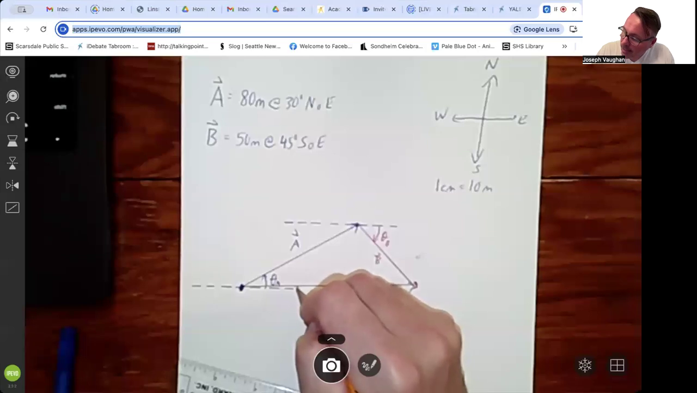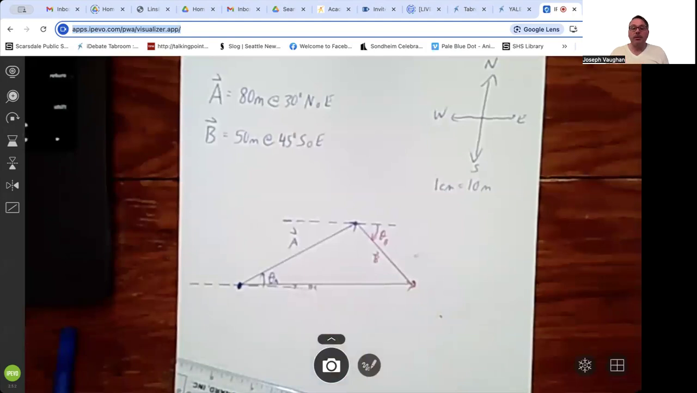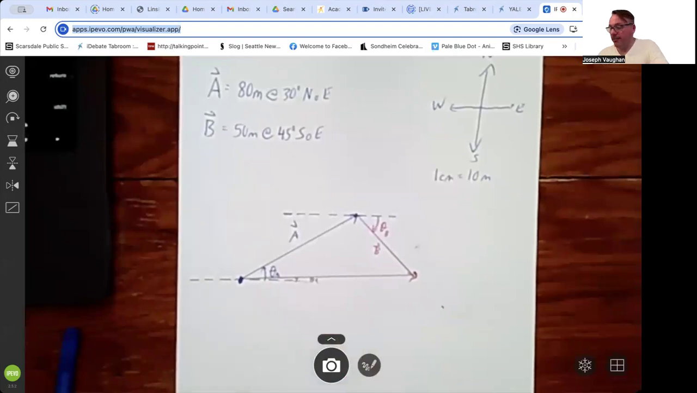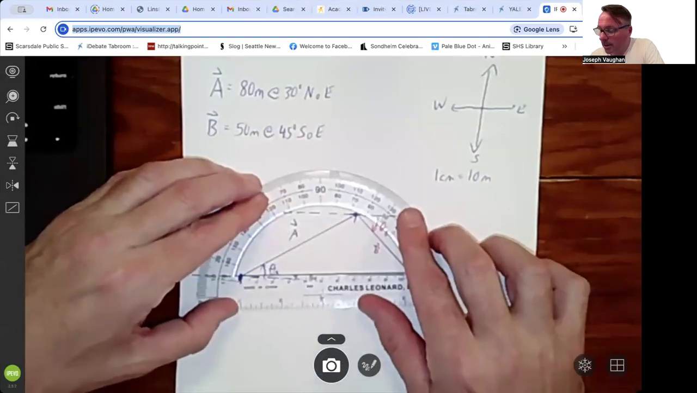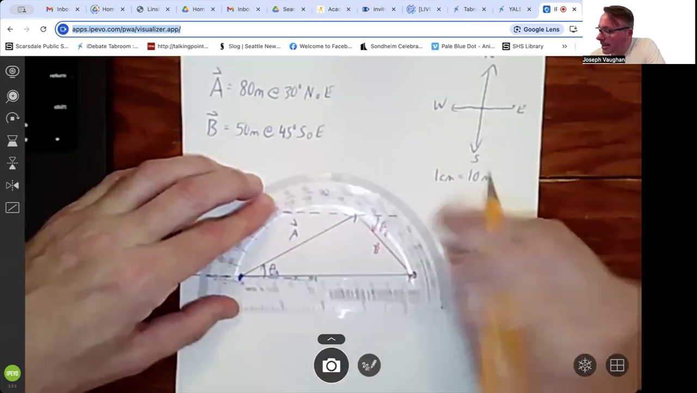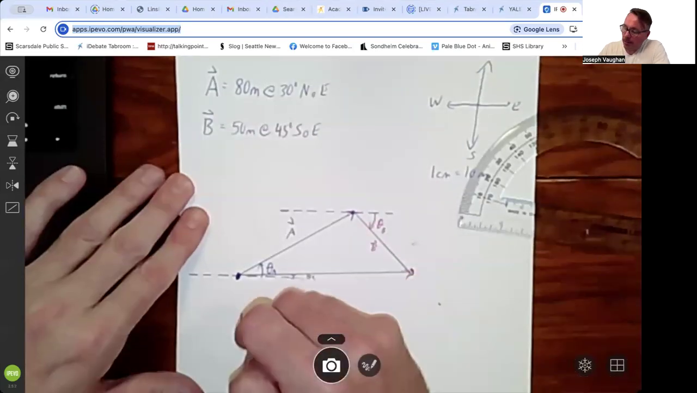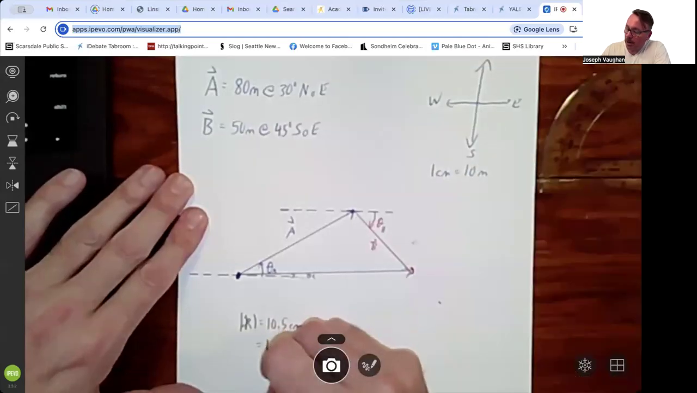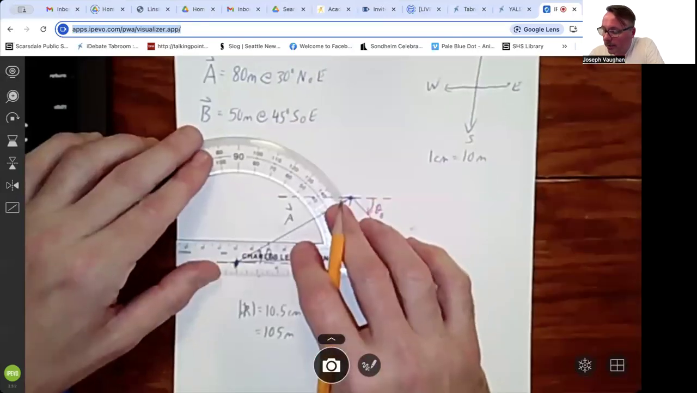And this, folks, that little small angle there, that's my theta R, because that is the angle that my resultant vector is making with the initial start point. And I can figure out what that is by, once again, measuring it. And so I'm going to measure both the magnitude. So it looks like 10 and kind of 5. So the magnitude of R is 10.5 centimeters. Therefore, that's going to be 105 meters. Theta R, little small tiny angle there.